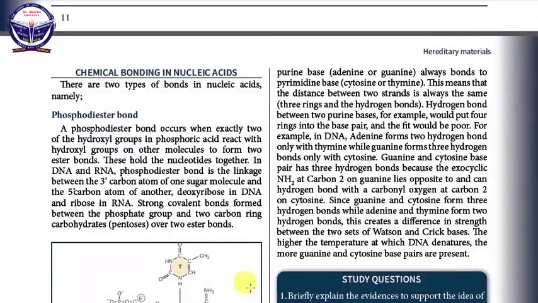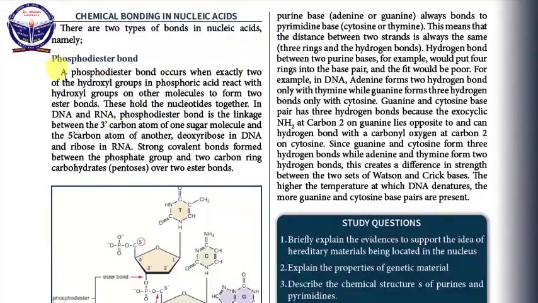To discuss chemistry, to discuss chemical bonds in nucleic acid, there are two major categories of chemical bonds. You have the phosphodiester bond and the hydrogen bonds. A phosphodiester bond occurs when exactly two hydroxyl groups in phosphoric acid react with the hydroxyl group on another molecule to form two ester bonds.